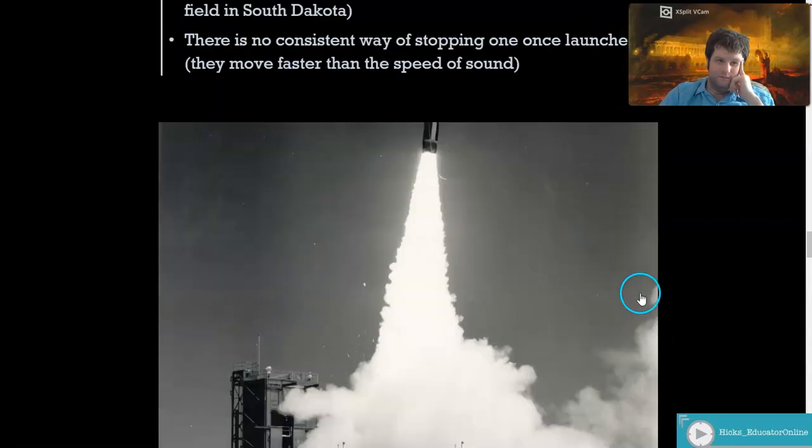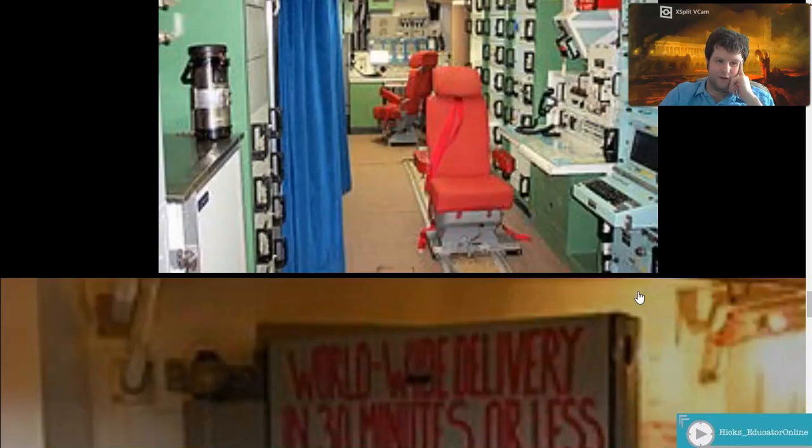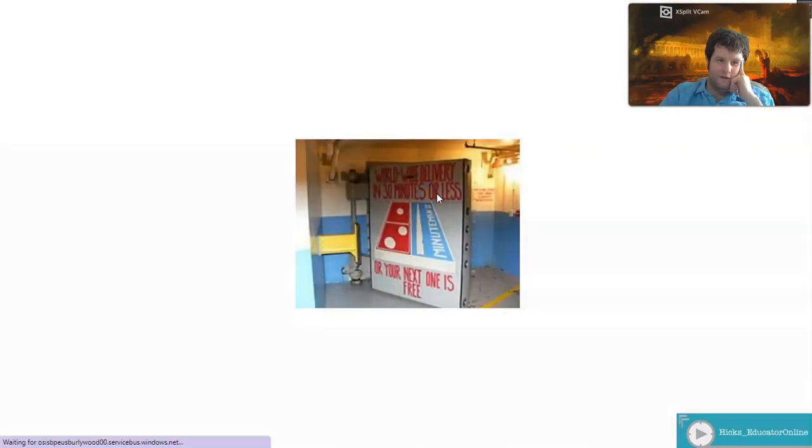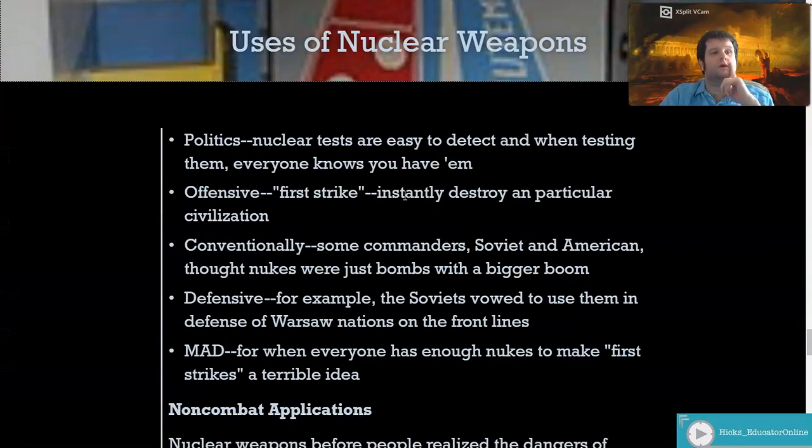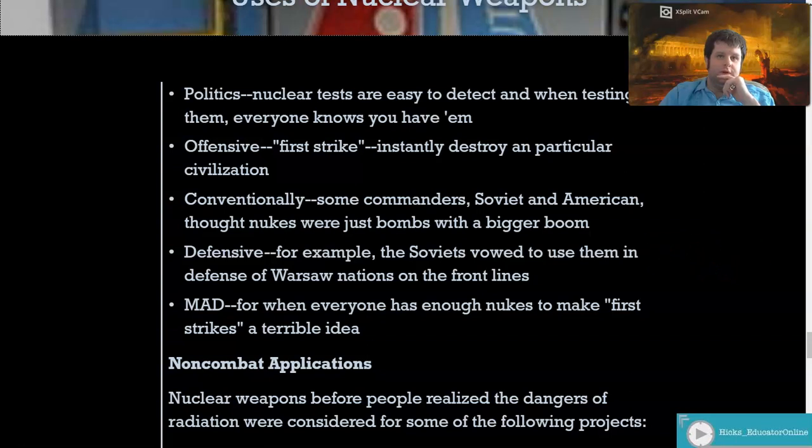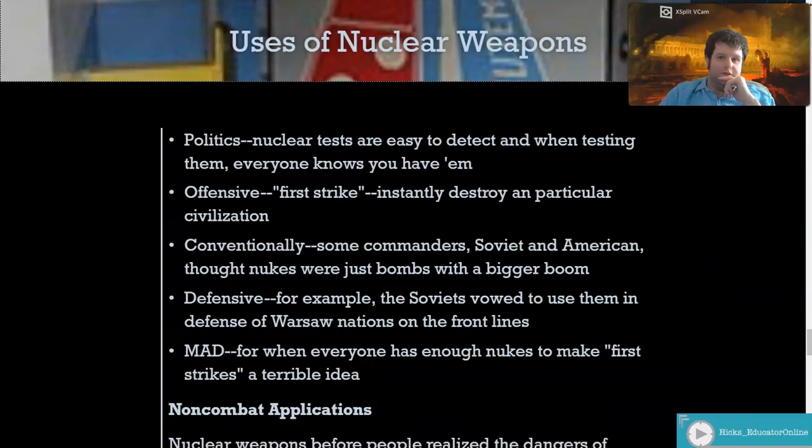But here's some pictures of different nuclear things. This is a fun little sign. In the time you could get a pizza, you could launch a nuke. But, so, a couple other details.